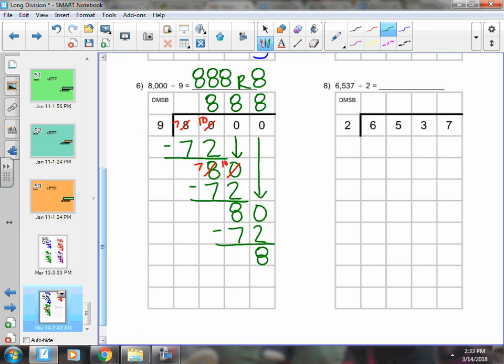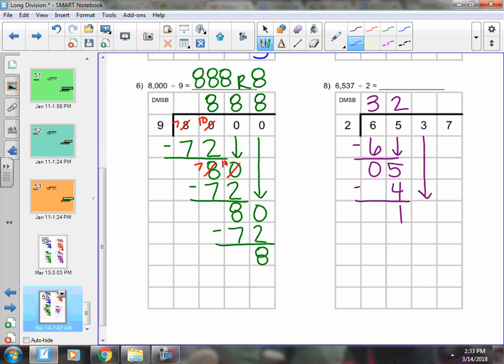And the last one on the page, 6,537 divided by 2. Think groups of 2. 3 times 2 is 6. Subtract, bring down. How many groups of 2 can we make from 5? We can make 2 groups of 2.